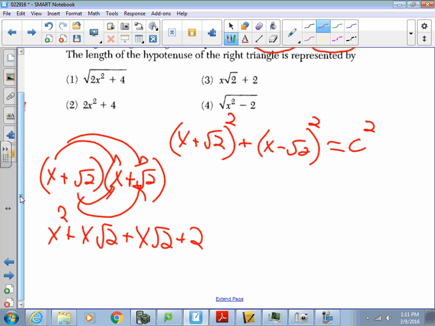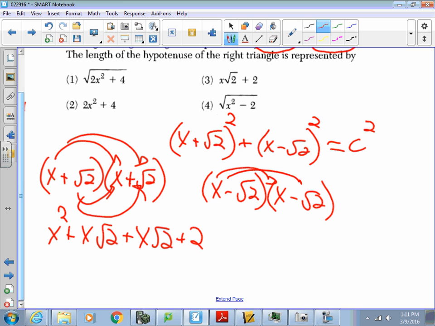And I'm going to do the second part, which is x minus radical 2 squared. So x minus radical 2 times x minus radical 2. So when you multiply that all out, you end up with x squared, so I'm going to add this on, plus x squared, minus x radical 2, minus x radical 2, and now this is still going to be positive, because remember, you have a negative and a negative when you do radical 2 times radical 2, so you're still going to end up with 2. So now we have all that.